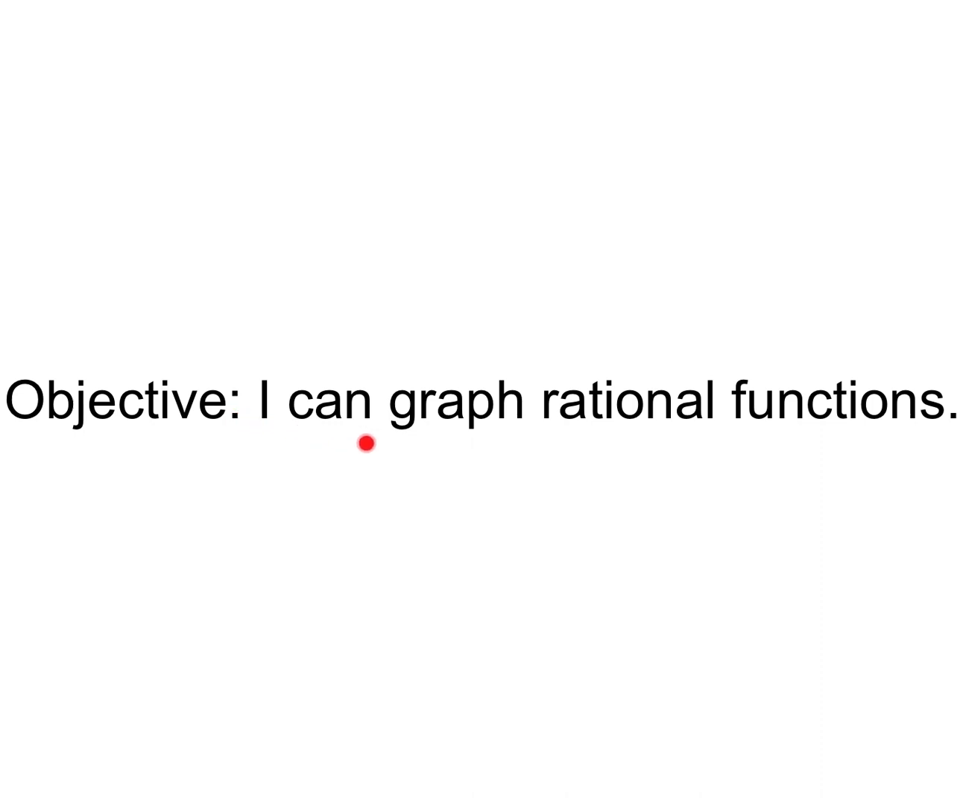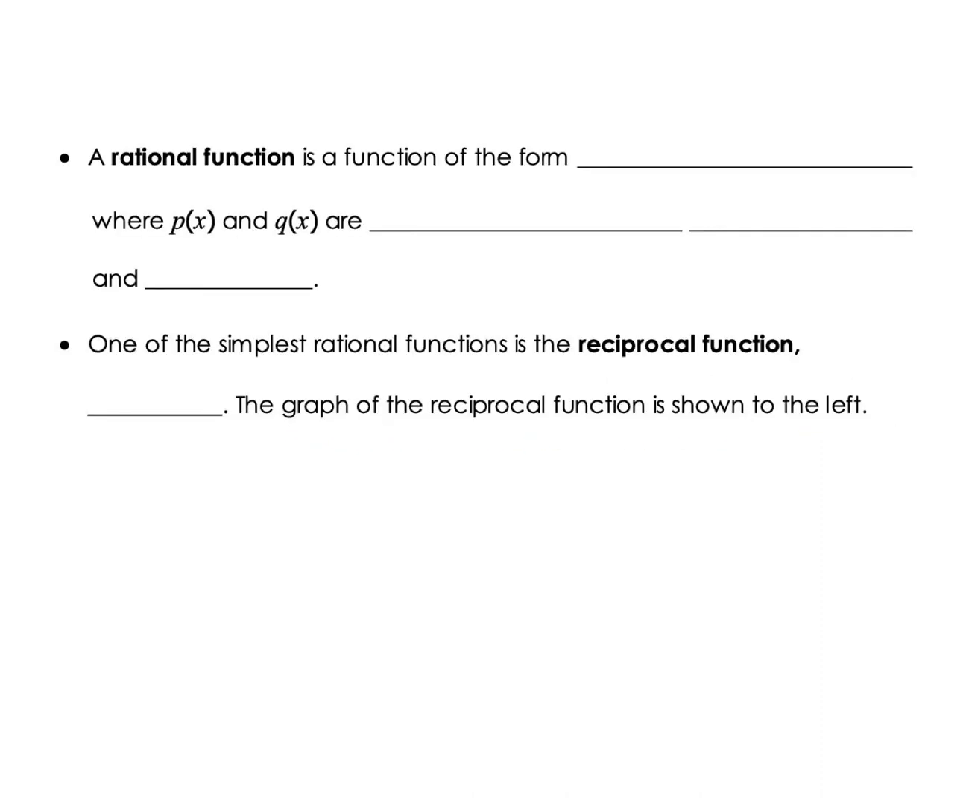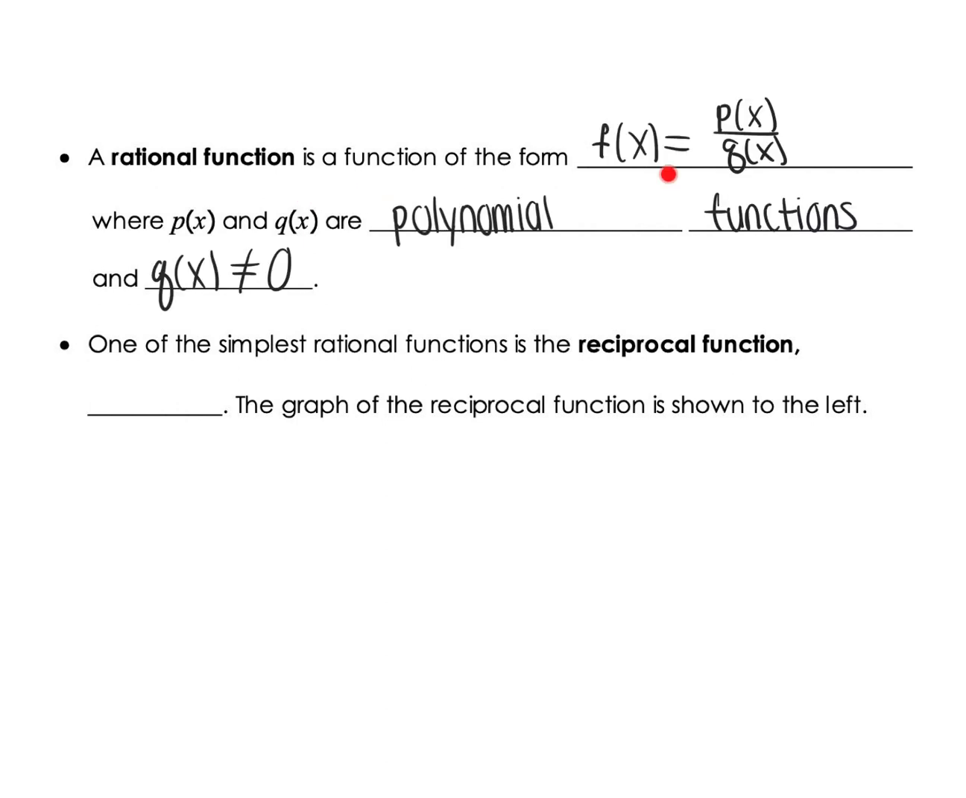Our lesson objective is I can graph rational functions. So a rational function is a function of the form f of x equals p of x over q of x, where p of x and q of x are polynomial functions and q of x cannot equal 0.